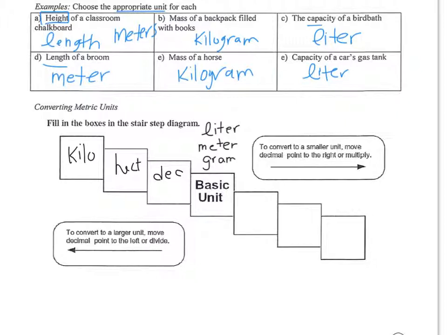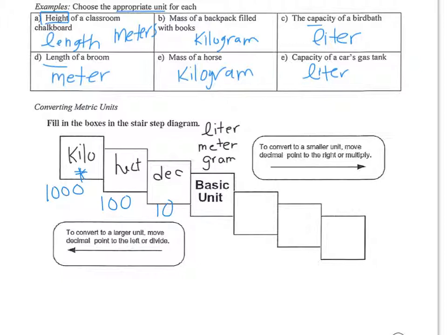So these are the prefixes. So if you start at gram, then a decagram is 10 grams. A hectogram is 10 decagrams, so a hectogram is 100 grams. A kilogram is 1,000 grams. So I'm going to write these in. So a kilo is 1,000, hecto is 100, and deca is 10. So the one that I really want you to know is a kilo is 1,000.